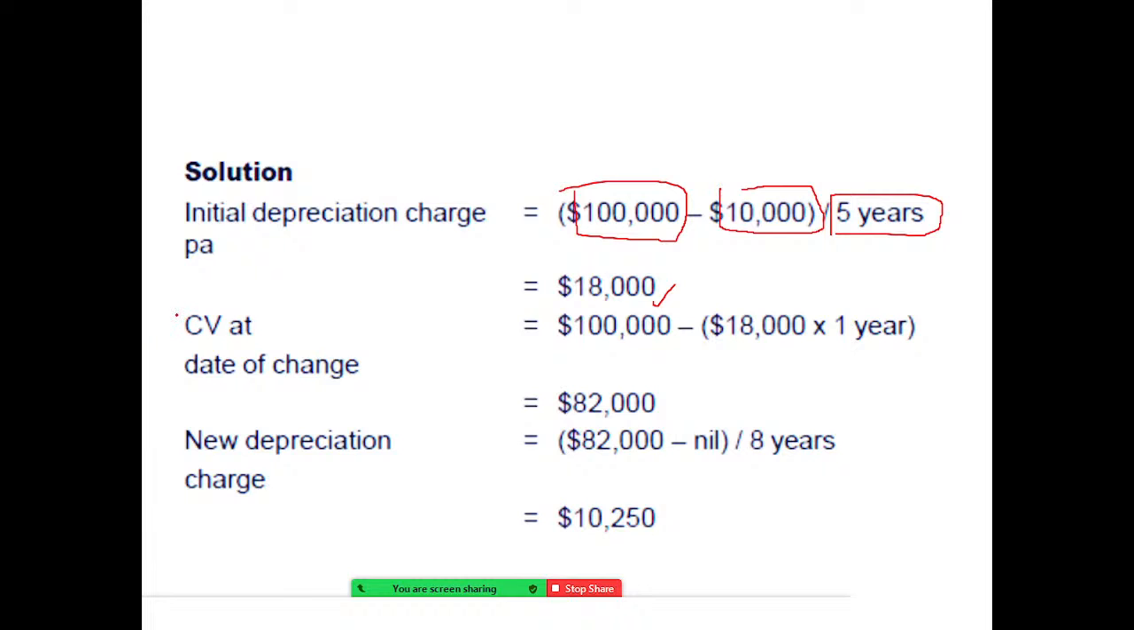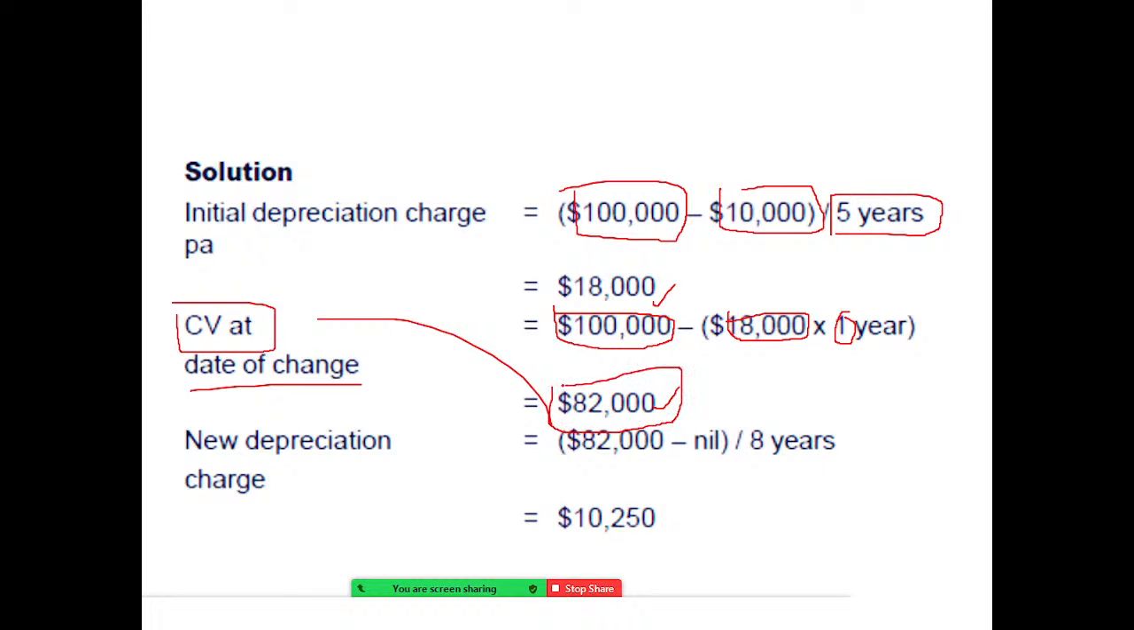So first we have to take the carrying value at the date of change. How to calculate? We know the cost. From the cost we have to deduct the depreciation. So annual depreciation is 18,000. It has been used only for 1 year. So 100,000 minus 18,000 equals 82,000. This is the carrying amount, carrying value of the asset. Then new depreciation will be on 82,000. There is no residual value, and the useful life is 8 years. Then the new depreciation charge is 10,250.